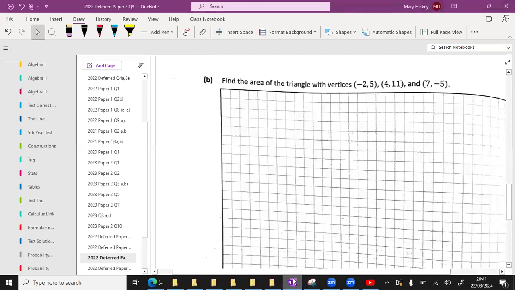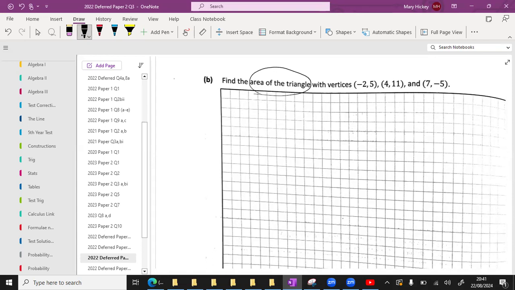So 2022, paper 2, deferred, and we're on question 3b. Find the area of the triangle with vertices as follows. So area of a triangle, well, there's a few formulas in the logs tables for area of triangle. I've shown you before the geometry one, the trigonometry one, then of course the coordinate geometry one.